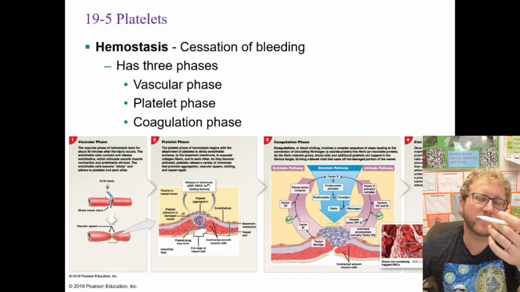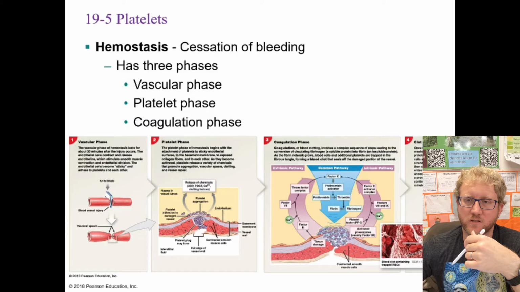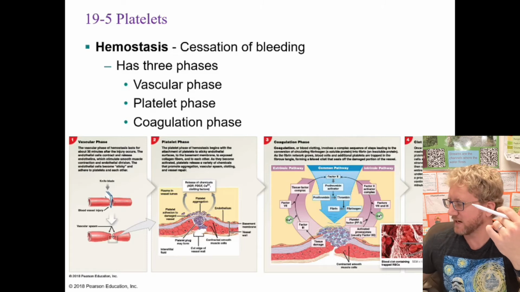Now, I would recommend, if you're taking your notes digitally, take this picture off of the notes slide and drop it in your notes. This is a sort of overview of the different steps. We're going to go over them in greater detail right now.